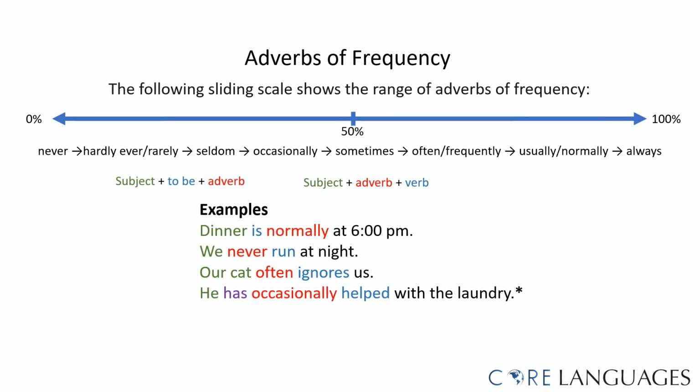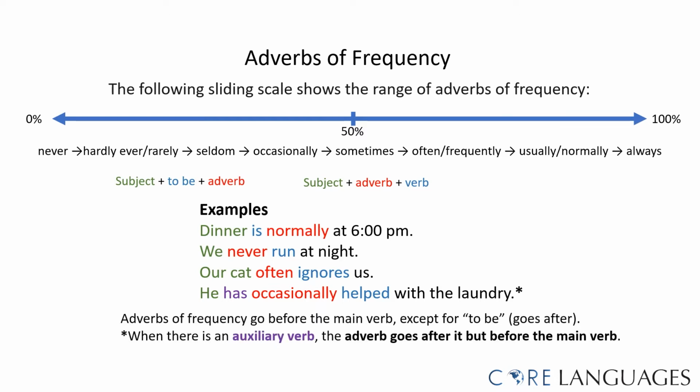He has occasionally helped with the laundry. This is a sentence that uses an auxiliary verb. When using adverbs of frequency with auxiliary verbs, the adverb of frequency usually slips between the auxiliary or modal verb and the regular verb. He has occasionally helped.